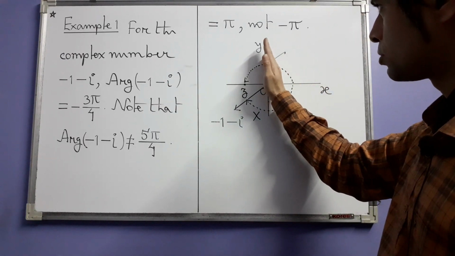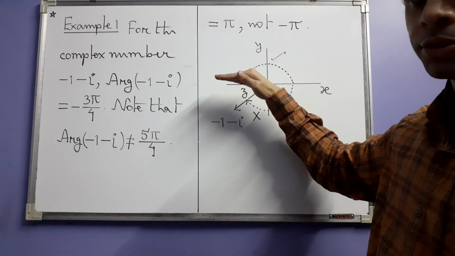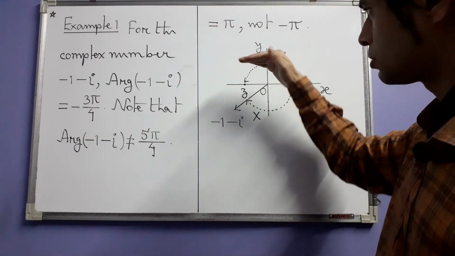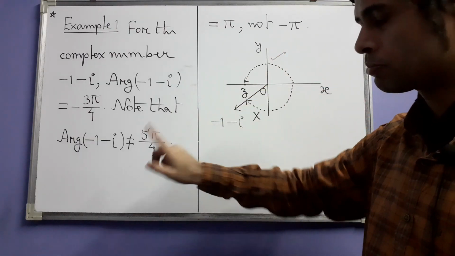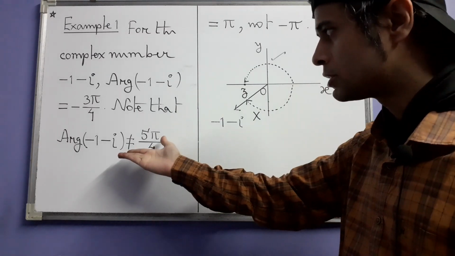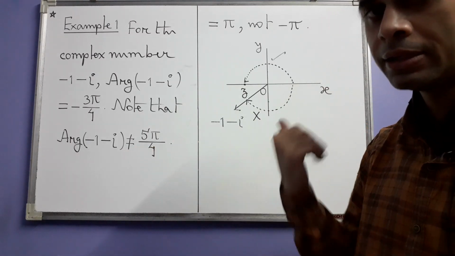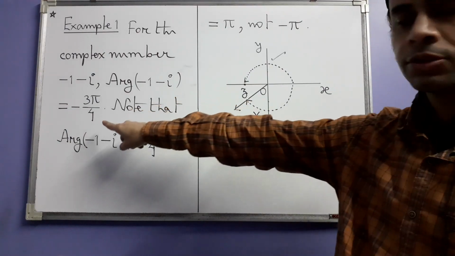2 pi over 4, 2 more pi over 4, okay, so 4 pi over 4, and another pi over 4, 5 pi over 4. But this cannot be the principal argument because it has exceeded pi. So this is the choice.